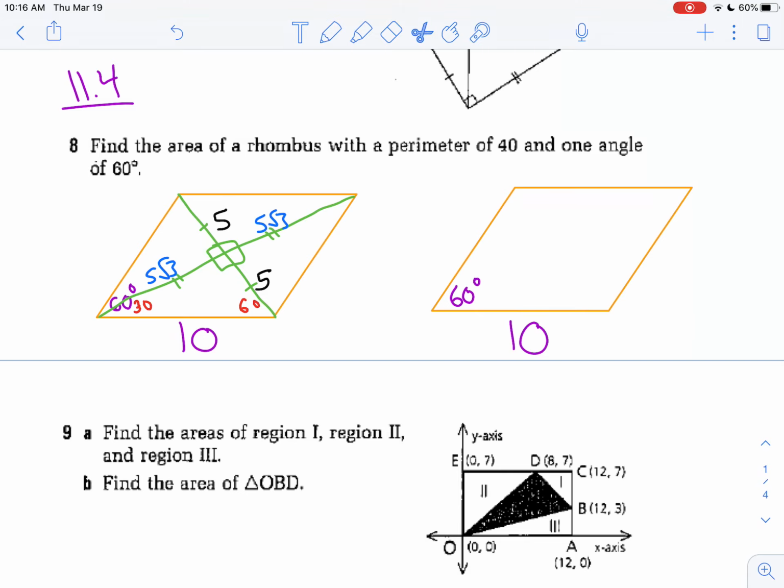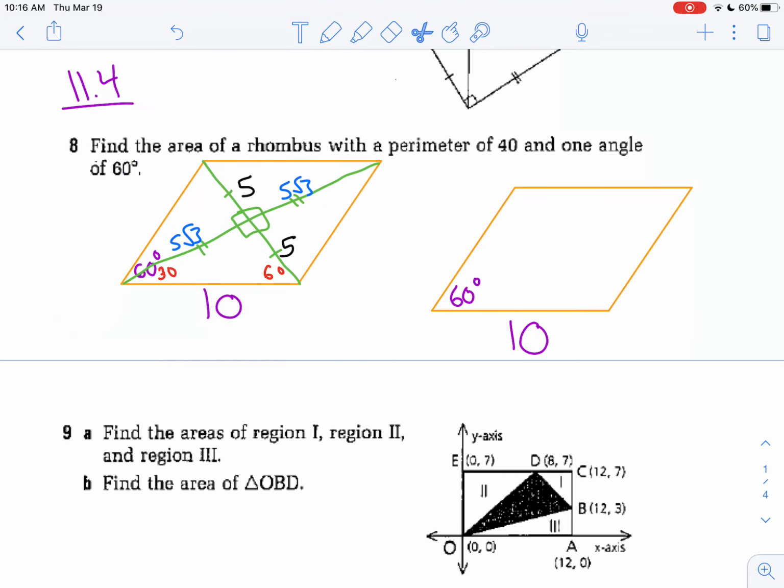And so I didn't give myself enough room to write. Whoops. So that means that we can go 1/2 d1 d2. So that's 1/2 times 10 times 10 root 3. And final answer, 50 root 3. I wouldn't bother using a decimal for that one, unless, of course, you use trig.